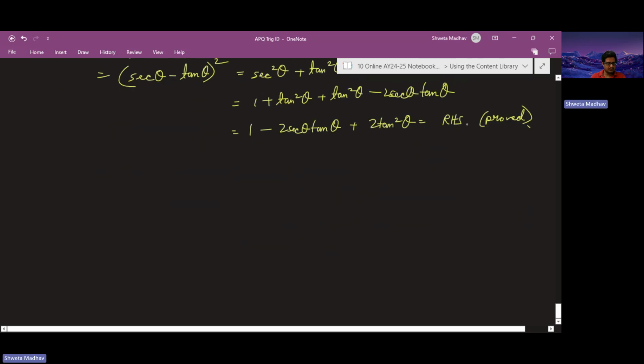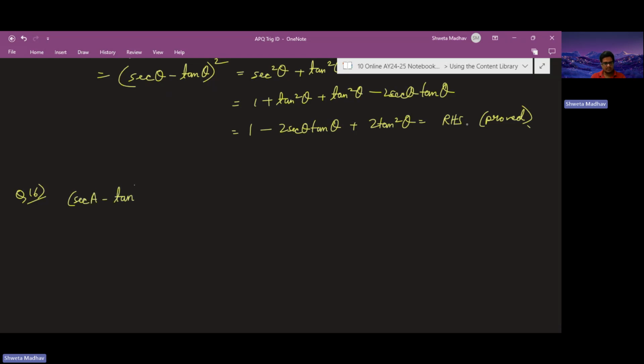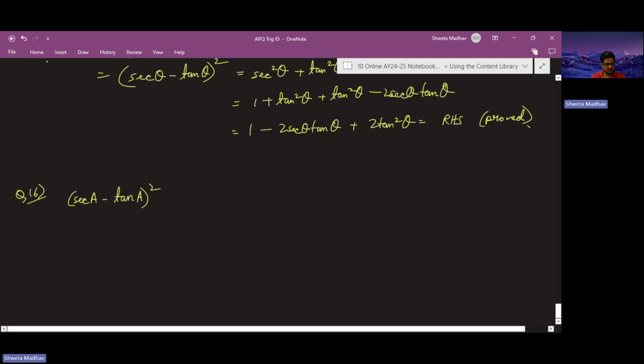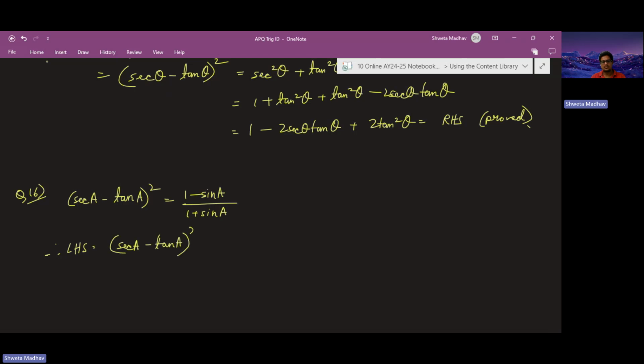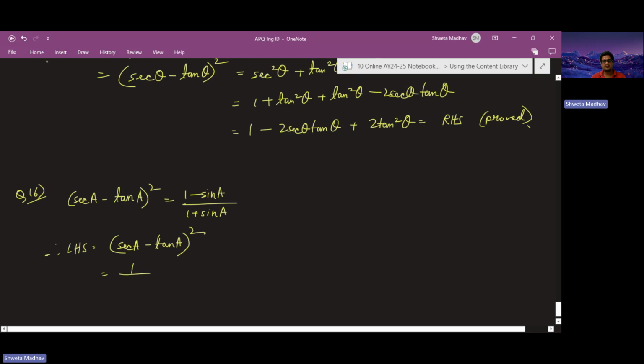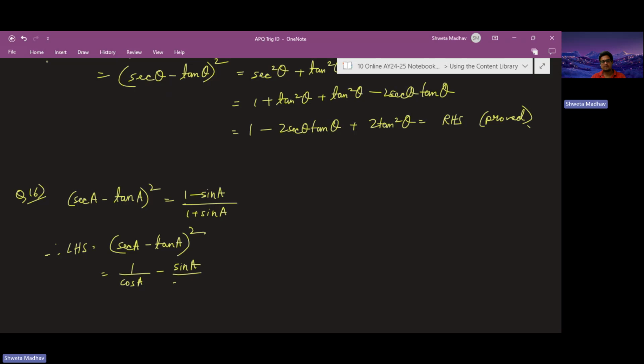Then question number 16, we have to prove that sec a minus tan a whole square is equal to 1 minus sin a by 1 plus sin a. Therefore, in the left hand side, we have sec a minus tan a whole square. Now sec a I can write as 1 by cos a, and tan a we can write as sin a by cos a.